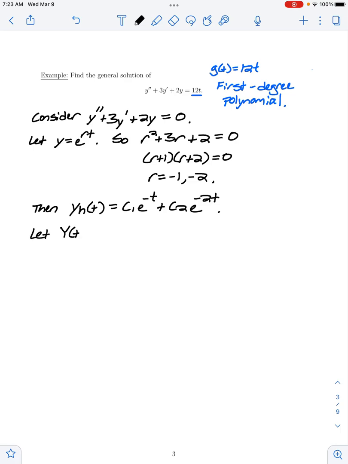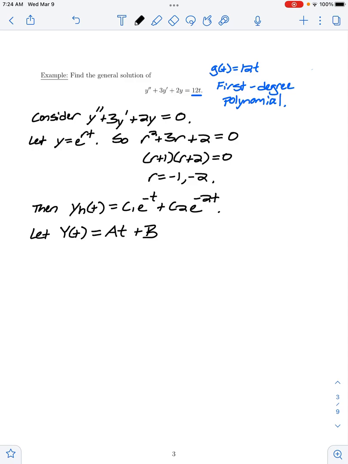Here I'm going to use capital Y to denote my particular solution. Some people prefer Y subscript P of T. Either one that you prefer to use is fine. Let's consider a general first degree polynomial, something of the form AT plus B, where these coefficients, A and B, are unknown constants that we need to find. Hence the name undetermined coefficients. We need to determine what A and B are, which would make this function a solution of our non-homogeneous equation.